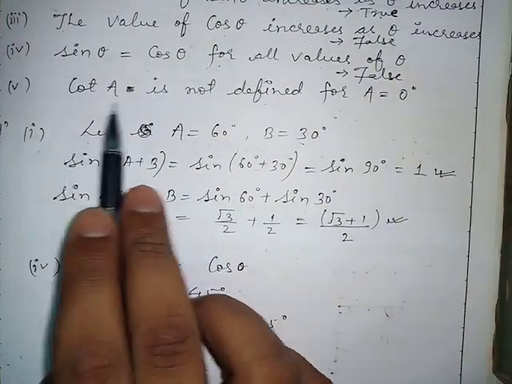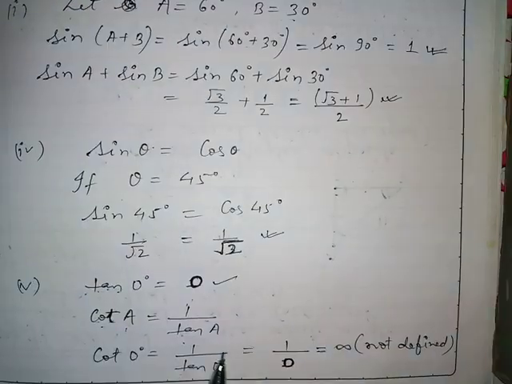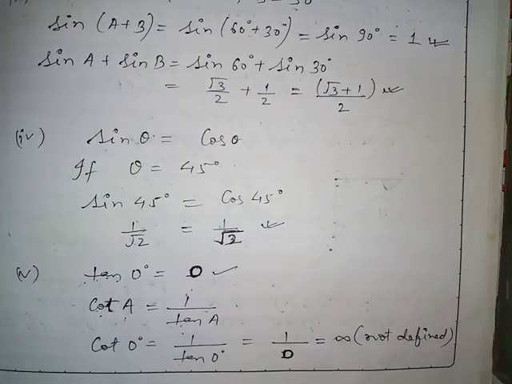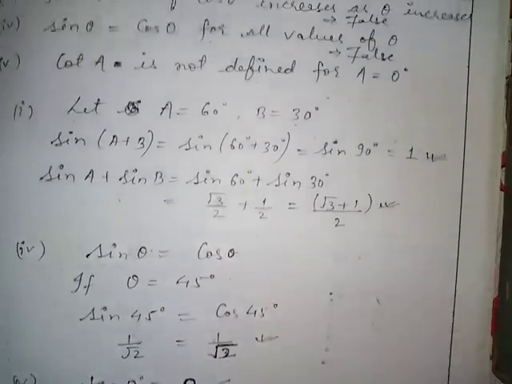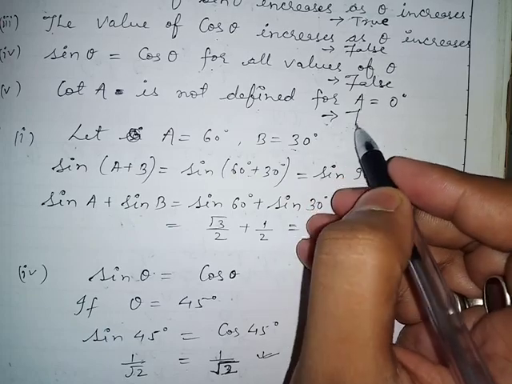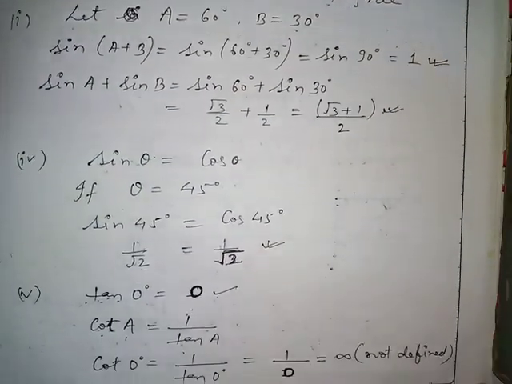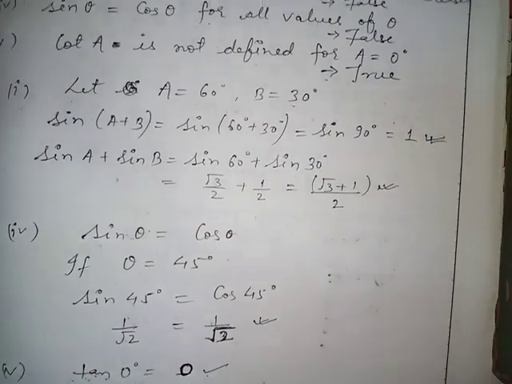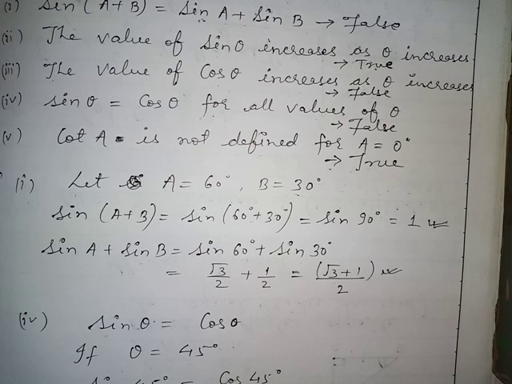The question is saying that cot A is not defined for A equal to 0. So in this way I will show it. Tan 0 degrees is 0. Remember this. So this is true. I hope you all understand this question. So in this way we will solve these questions. Okay, thank you all.